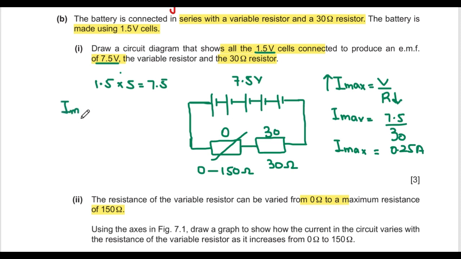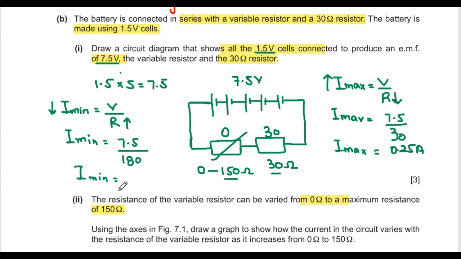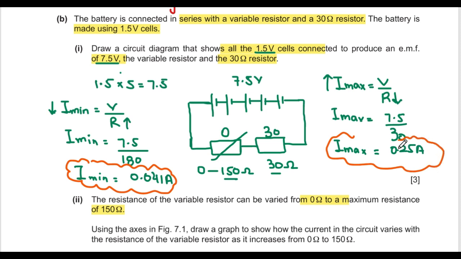Now how can the current have its minimum value? The current will have its minimum value if the total resistance is highest. So putting in the values, the voltage is 7.5. Now what is the maximum value of resistance? If this resistor has a resistance of 150 and this has a resistance of 30, then the maximum total resistance would be 180, for which the minimum current would be 0.041 amperes. So this is the minimum current in the circuit and this is the maximum current flowing in the circuit.